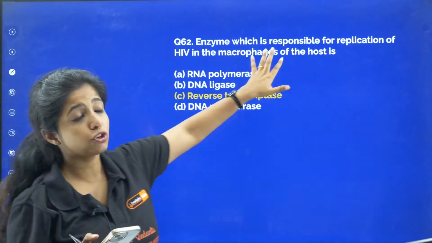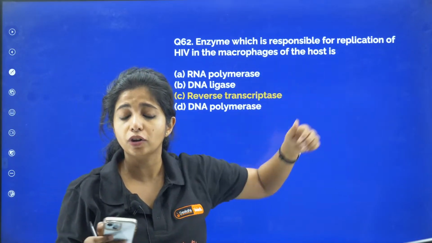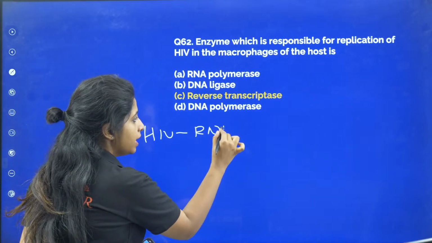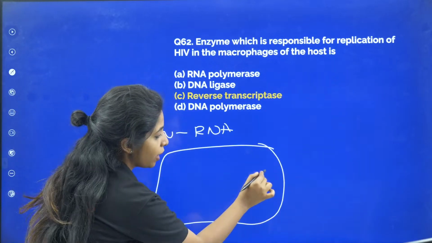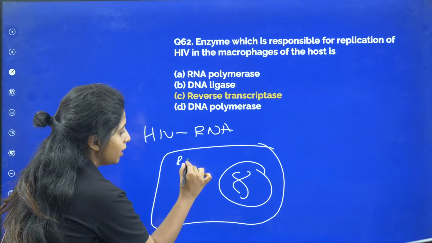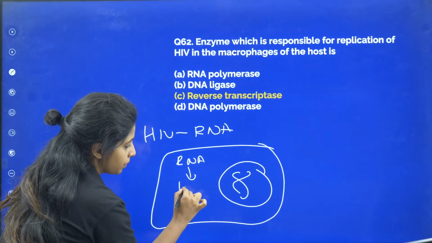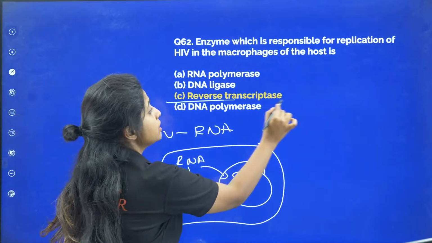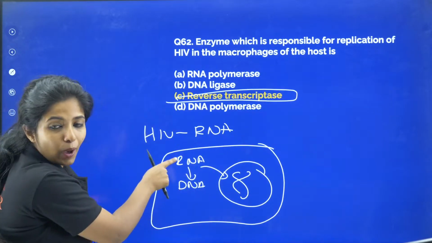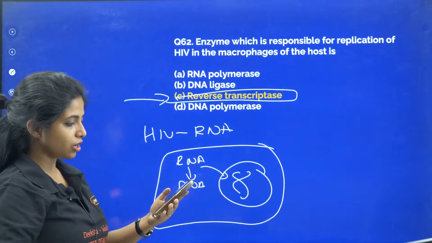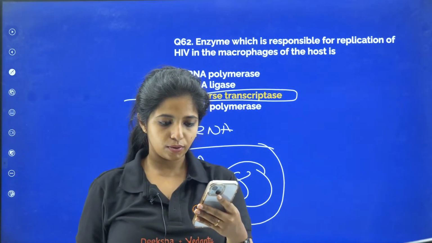Now, the enzyme which is responsible for replication of HIV in macrophage. My dear children, HIV is having RNA. In the case of a macrophage, a cell will be having DNA, right? So RNA to DNA has to happen. Then only it can come and incorporate over here. So what is that enzyme? This is known as reverse transcriptase. So listen, DNA to RNA is known as transcription. The opposite of it will be reverse transcription. What is the enzyme? Reverse transcriptase. Works? Okay.